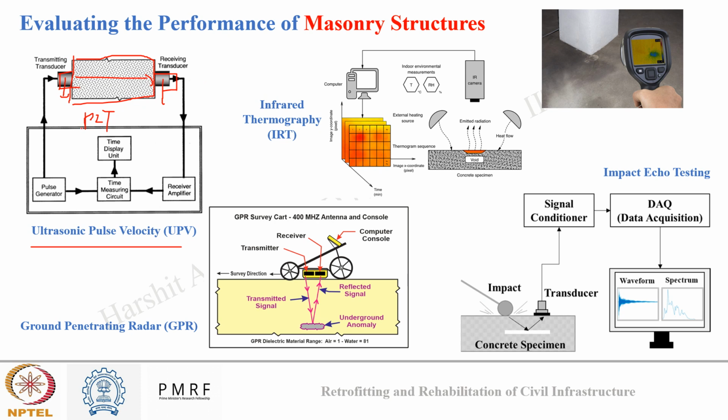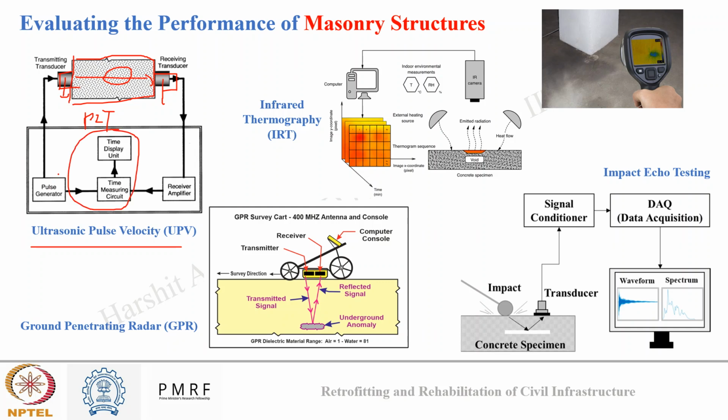Okay, now how can this be used to detect performance of masonry? So the higher the density of the medium, the faster the wave propagation. So if there is any defect present inside the masonry, it will lower the speed of wave propagation, which can be monitored by us in the display unit.